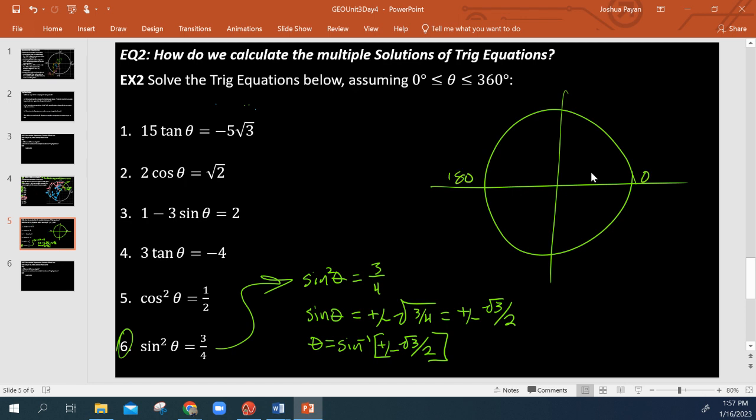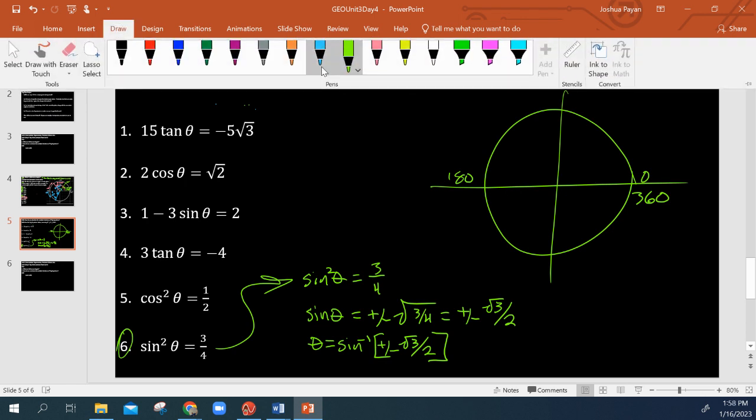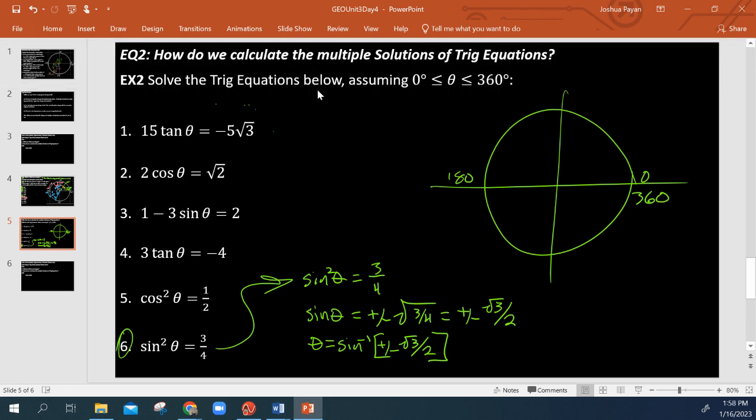So 0, 180, 360. We need to ask ourselves, well, where are our solutions going to be? And the answer is in all four quadrants. Let's talk about why. Where is sine positive? Well, sine is positive in quadrants 1 and 2 because that's where y is positive, right? Where is sine negative? It would be negative, rather, in quadrants 3 and 4. So we're going to have four solutions, one from each quadrant. We know our reference angle is just 60 degrees.